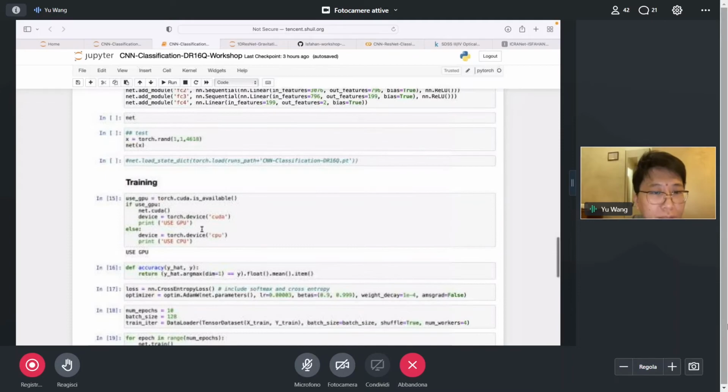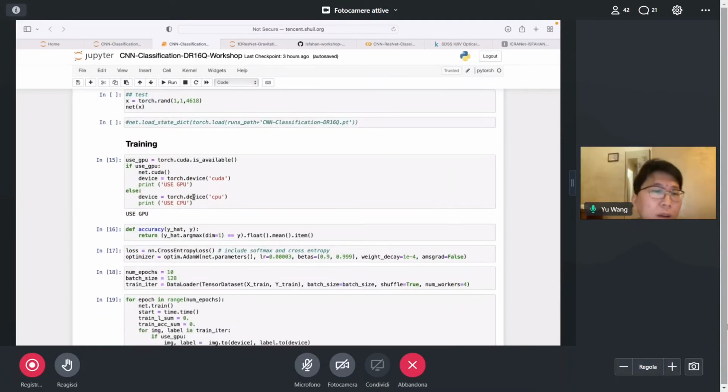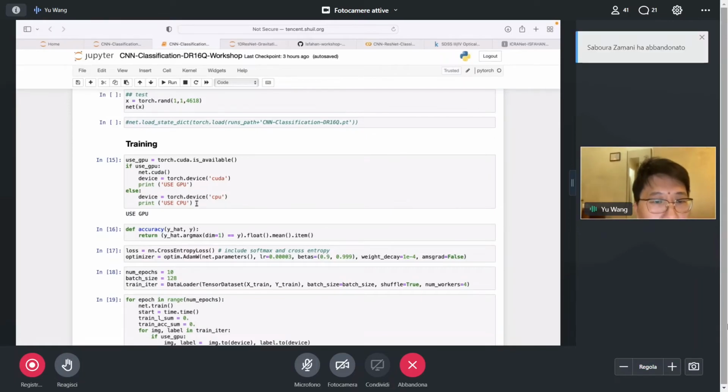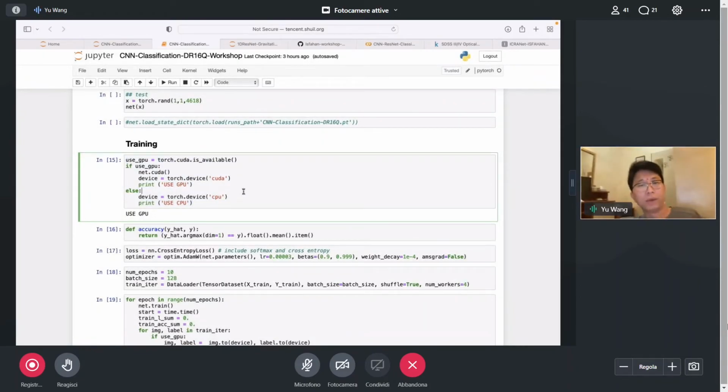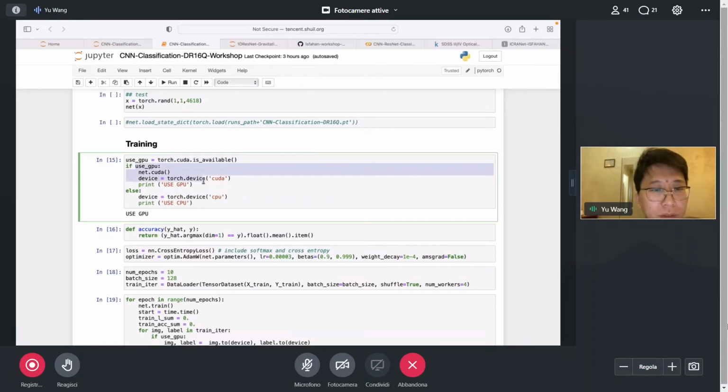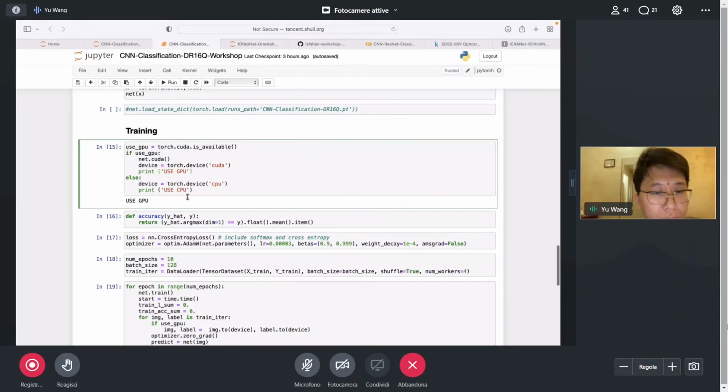It's another net. Then we go to define others. Usually we use the GPU, because the GPU is much faster than the CPU for this multi-threaded computation. And here we check if the computer has a GPU available. If it has, we use it. Okay, yes, here we have.